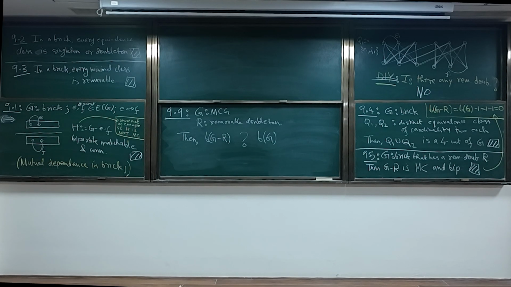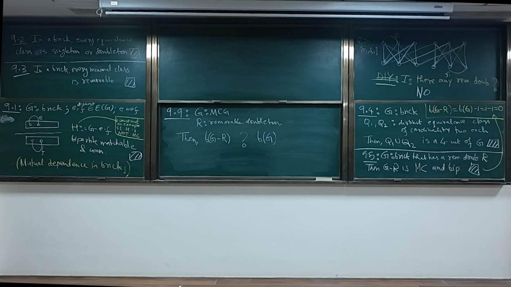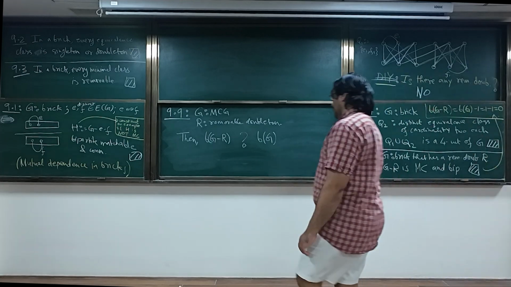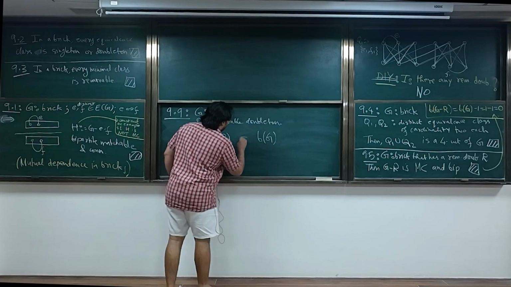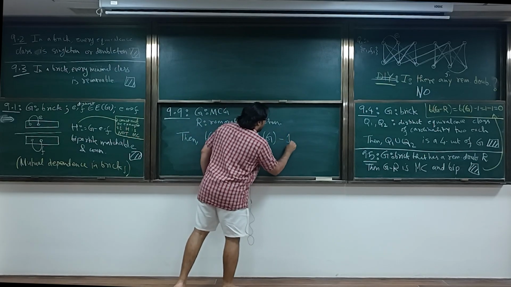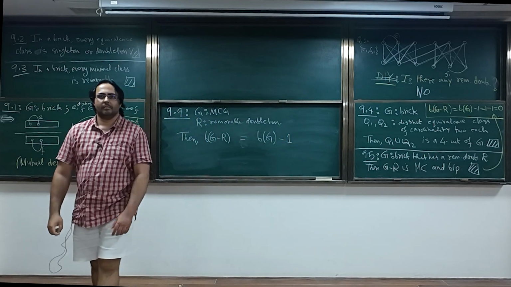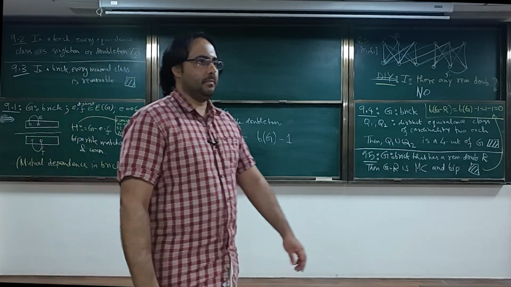And it is exactly what we just saw. Turns out, what you see in the case of bricks happens in all matching covered graphs. It goes down by 1. So, we will prove in this chapter that this always goes down by 1 on deleting a removable doubleton.